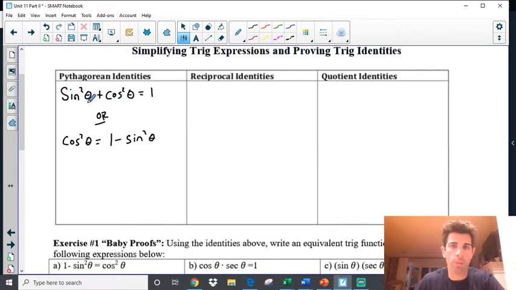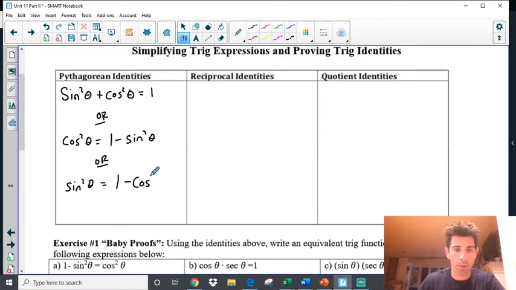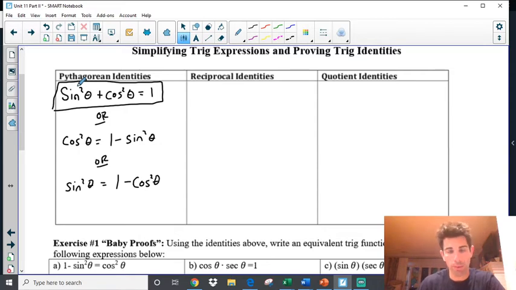And then the same thing with the cosine. If I wanted to get the sine by itself, you can move the cosine to the other side, and you would have 1 minus cosine squared theta. So sine squared theta equals 1 minus cosine squared theta. These are all the same, but they're all coming from this one here. If you have this one memorized and understand where it's coming from, then you can create those other two equations.